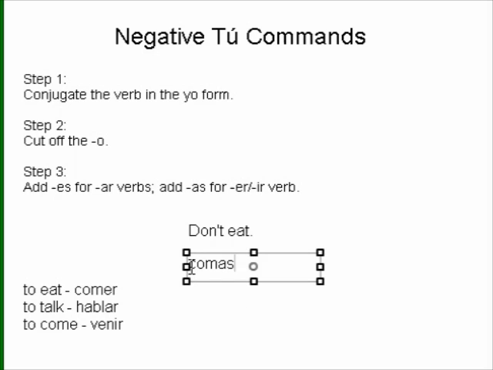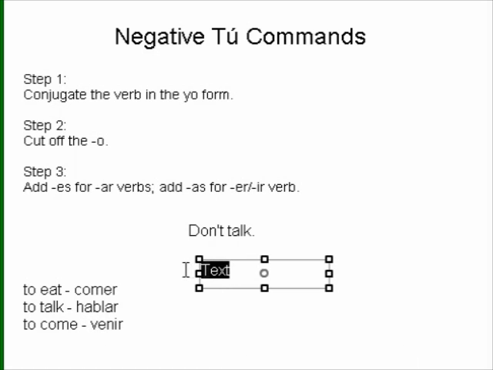Don't forget that we also said that we have to put no in front of it to make it negative. So that means that our command is no comas. That means don't eat. To say don't talk, we would follow the same steps, except this time we're going to use hablar for to talk. So the yo form of hablar is hablo. Then step 2, we cut off the o. And step 3, since it's an AR verb, we'll add es. Again, we need to put no in front of that. Capitalize and add a period, and we've got a good command here. No hables, don't talk.